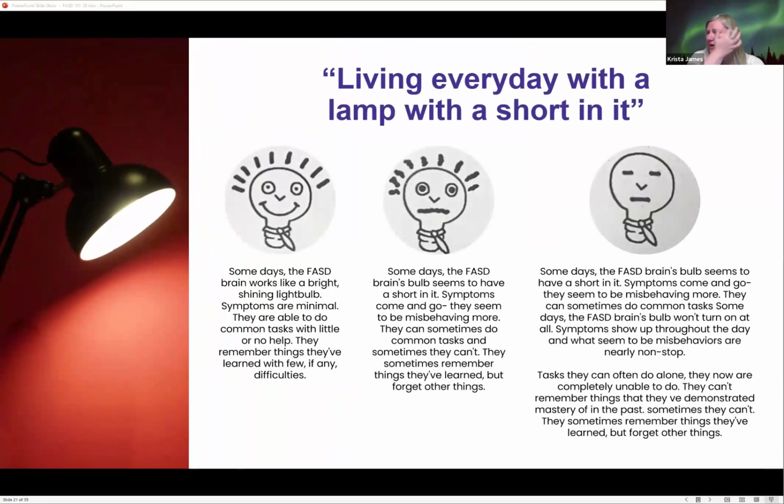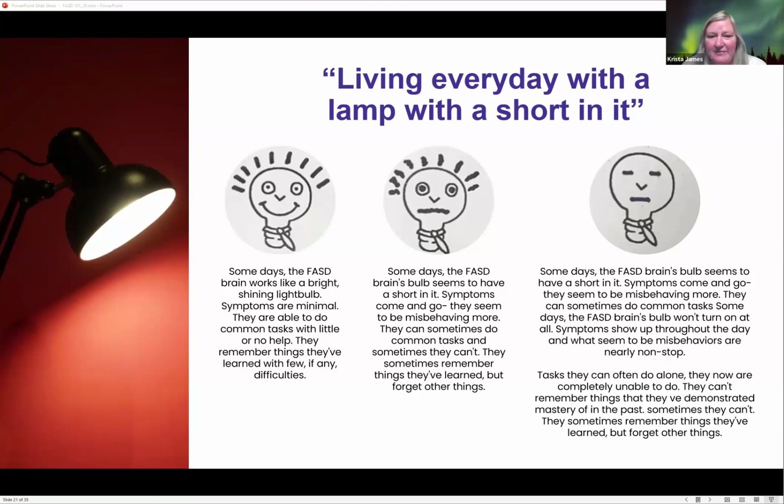And then this was done in a support group for families and children with FASD, and they described their FASD as living every day with a lamp with a short in it, and I thought this was really interesting. They said some days the FASD brain works like a bright shining light bulb. Symptoms are minimal. They are able to do common tasks with little or no help. They remember things they learned with few, if any, difficulties.